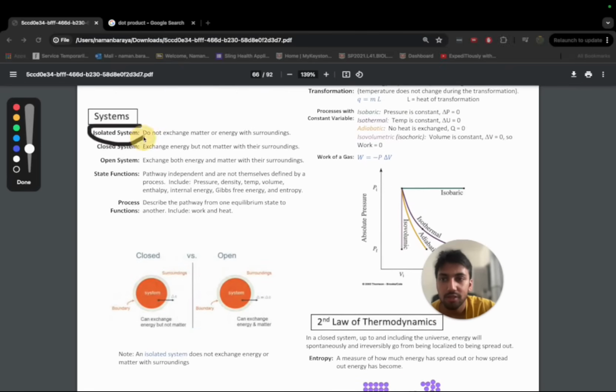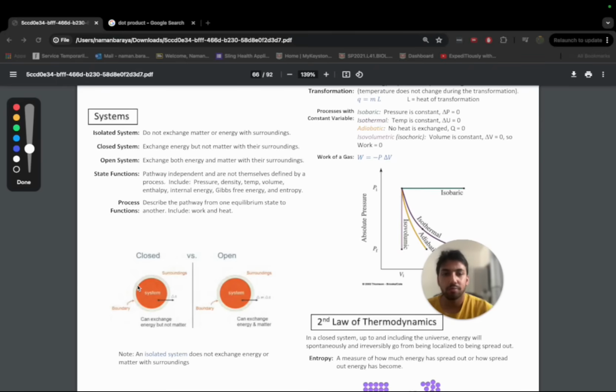Okay, now systems. Systems is kind of important to understand. You can have isolated systems, closed systems, open systems, state functions, process functions. So let's start with the systems. You can have isolated, closed, and open. The easiest to understand is open. It's when you exchange both energy and matter with the surroundings. There's no boundary that's enclosing anything. You can exchange heat and matter. Things can go out and energy can go out.